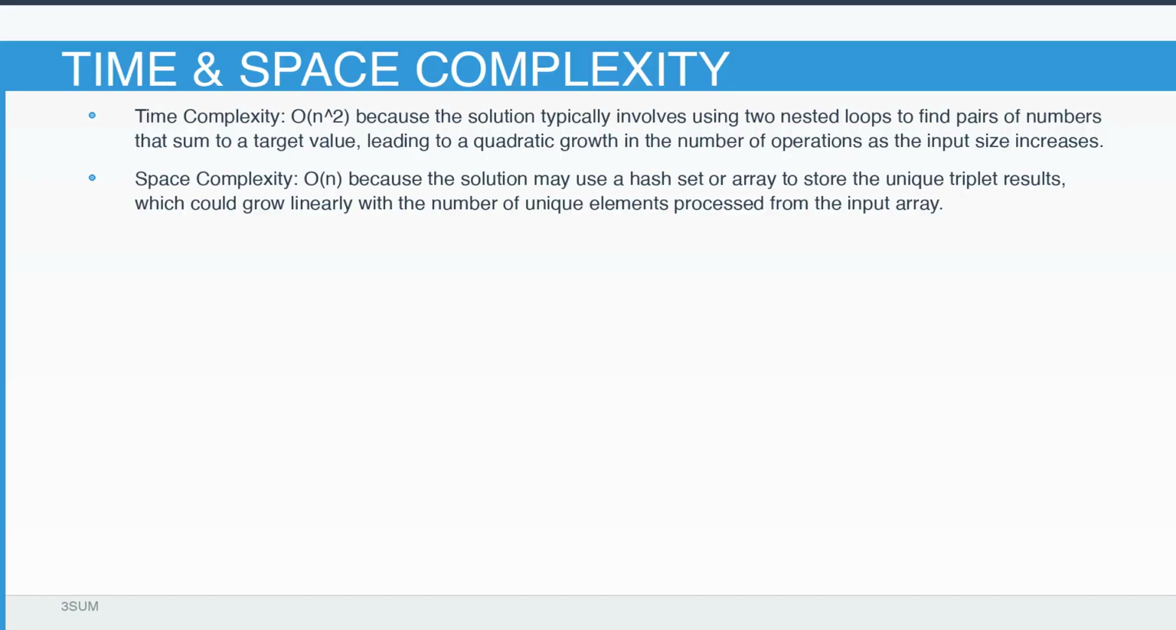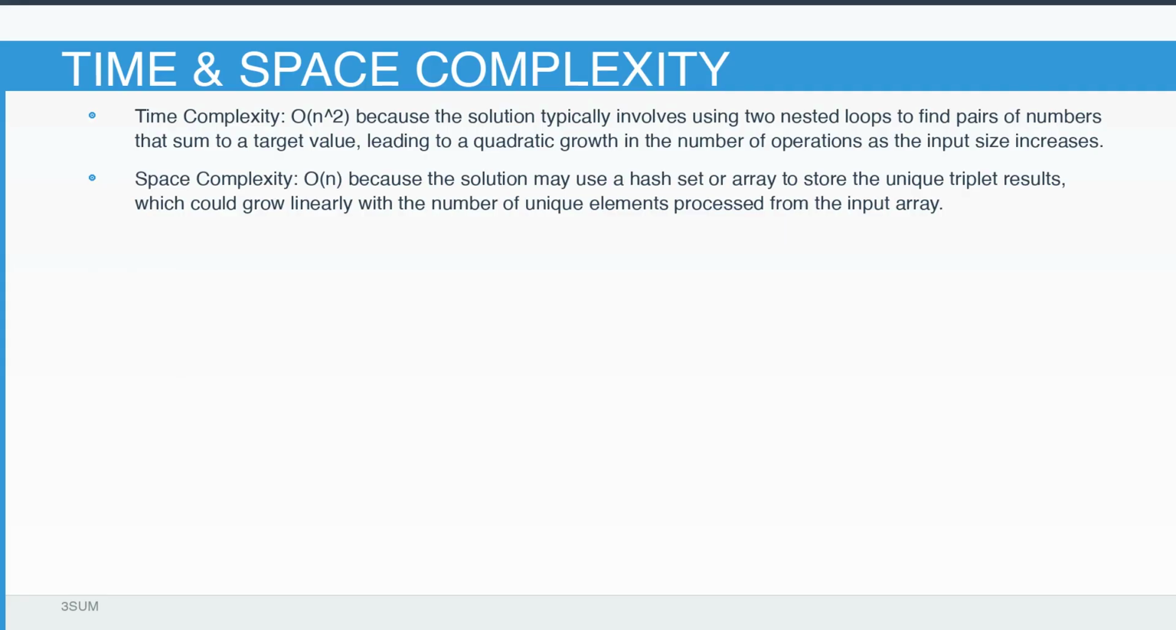The time complexity of the three-sum problem is O(n squared). This means that if we have an array with n elements, the number of operations grows quadratically as n increases. To find triplets that sum to 0, we typically use two nested loops. The outer loop picks one element, and the inner loop searches for pairs that, together with that element, yield the target sum. Each additional element in the array significantly increases the number of comparisons we need to make.